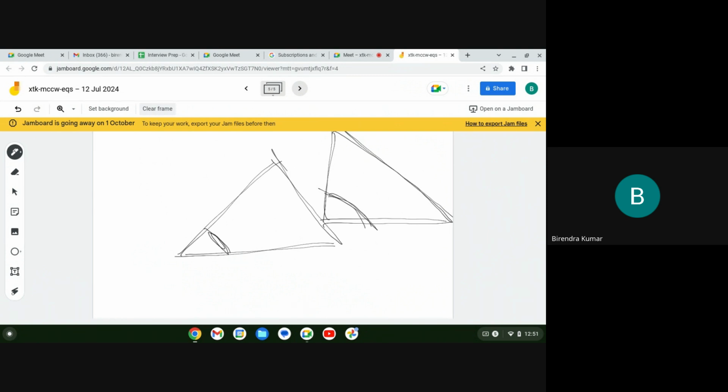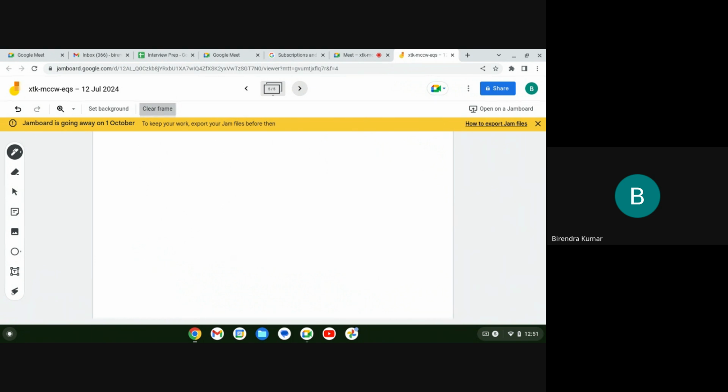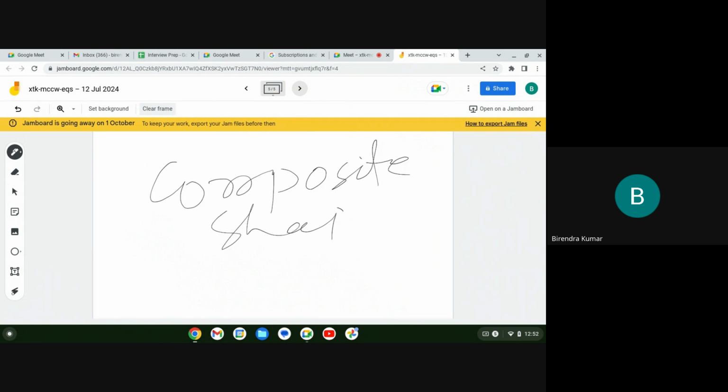Now I'm just thinking what else we can learn quickly in the next 7-8 minutes that we have. So I'll give you homework on the Pythagorean theorem as well as the two theorems for congruence that we have learned. Let's do something called composite shapes. It will not take more than 5 minutes for us to learn.